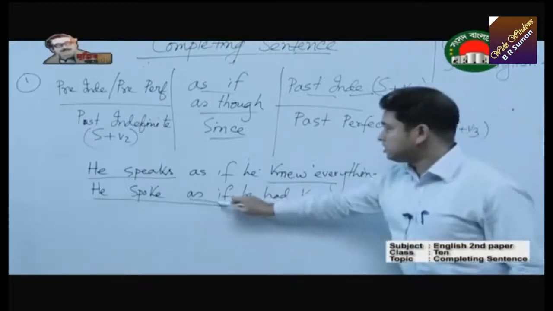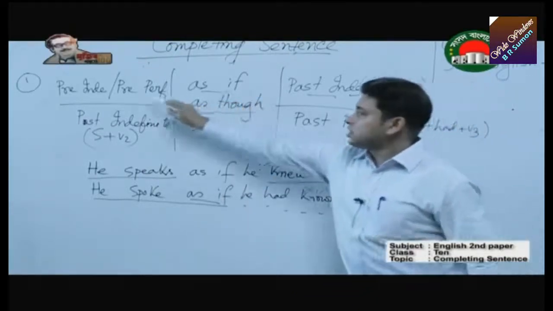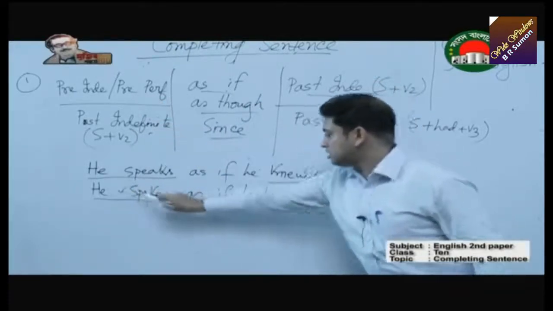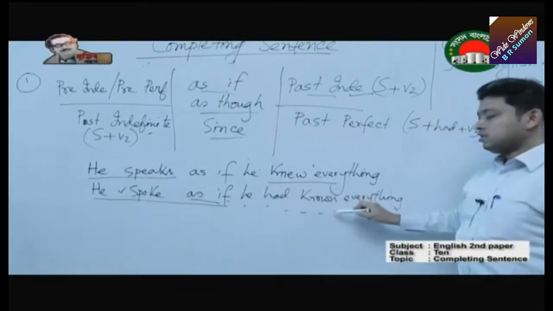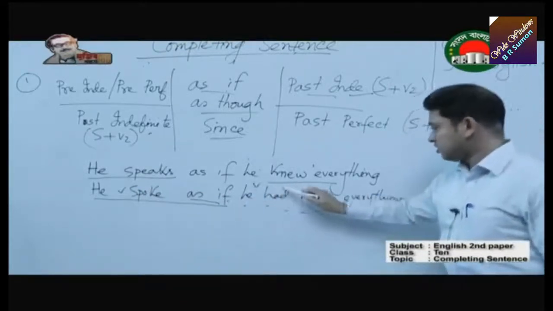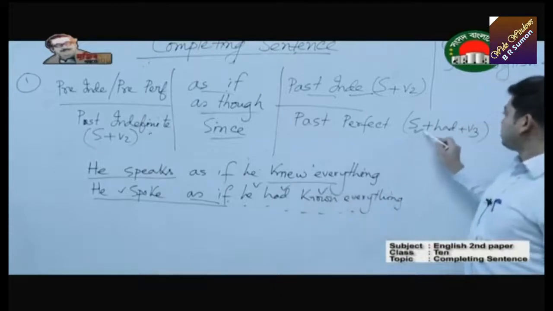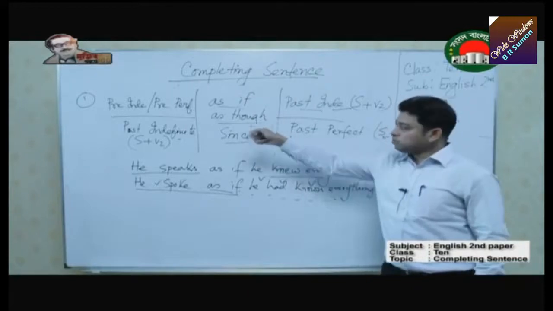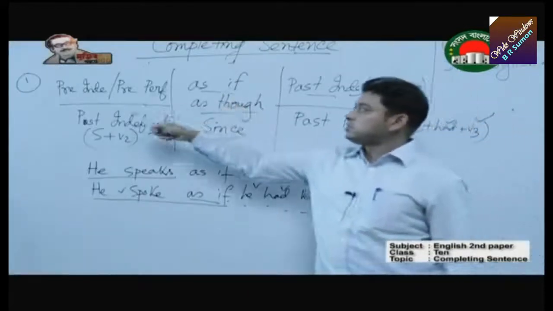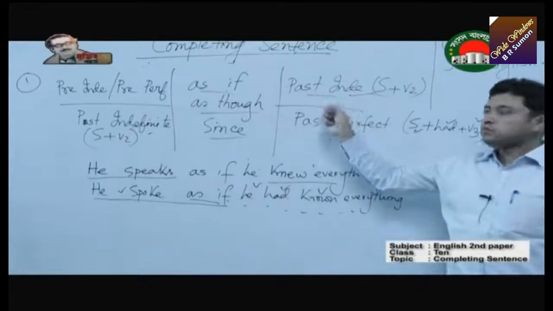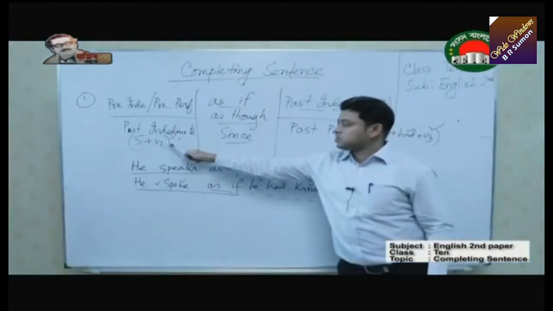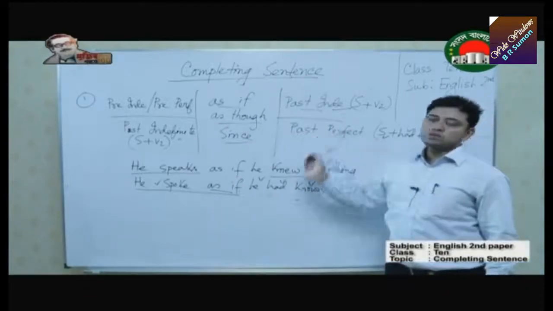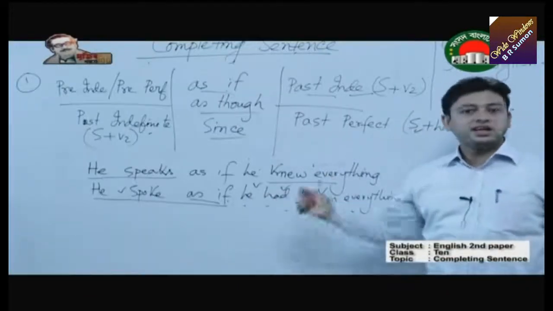How? As if is there, so follow this rule. Past indefinite tense is here. So past indefinite tense, as if is there, then past perfect tense. That means subject plus had plus V3. So if there is as if or as though or since, follow this structure. If there is present indefinite tense or present perfect tense, the last part will be past indefinite tense. The first part is past indefinite tense, then the last part will be past perfect tense. If you know this rule, you will be able to answer the sentences correctly.